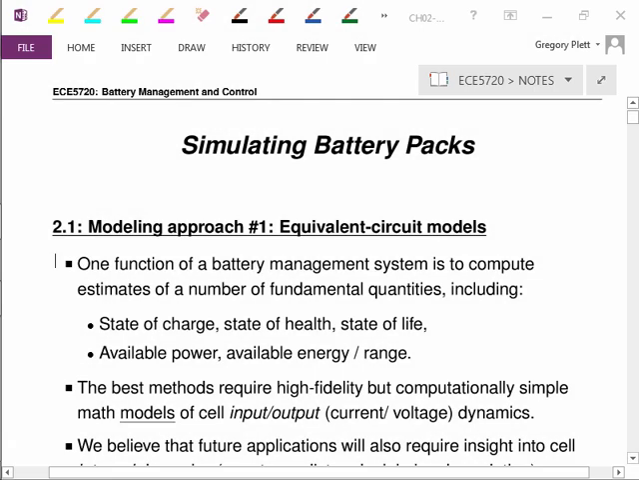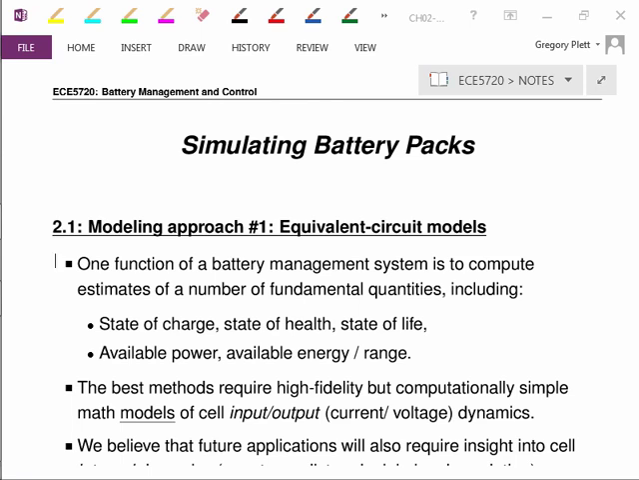Now that we have seen some of the overall requirements of a battery management system, we are going to go back and review some of the battery models that we looked at in the previous course and give a little bit of introduction as to why that's the case here. And in this chapter, we also look at some more advanced topics, such as being able to simulate the application and simulating battery packs as a whole.